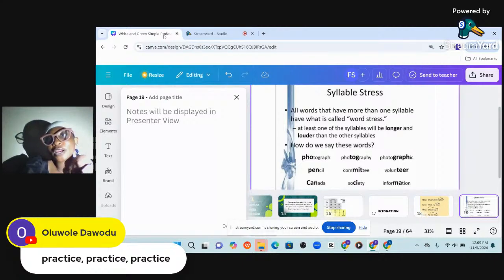So if I have the word table, the word table has two syllables. For me to say that word correctly, apart from articulating the sounds correctly, like we learned earlier, I must also stress a part of the word since it has two syllables. So, how do I know the part of the syllable to stress? I need to learn stress rules.